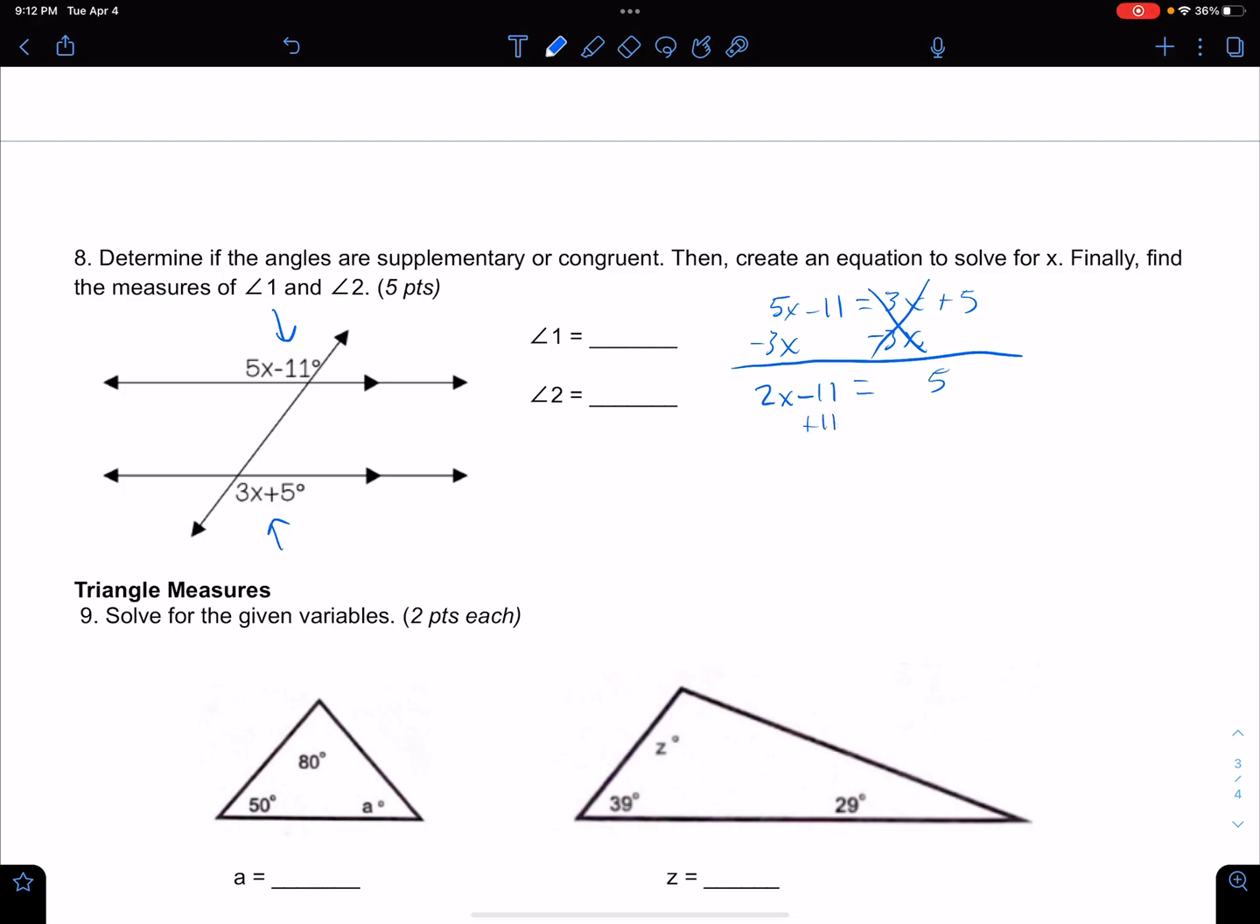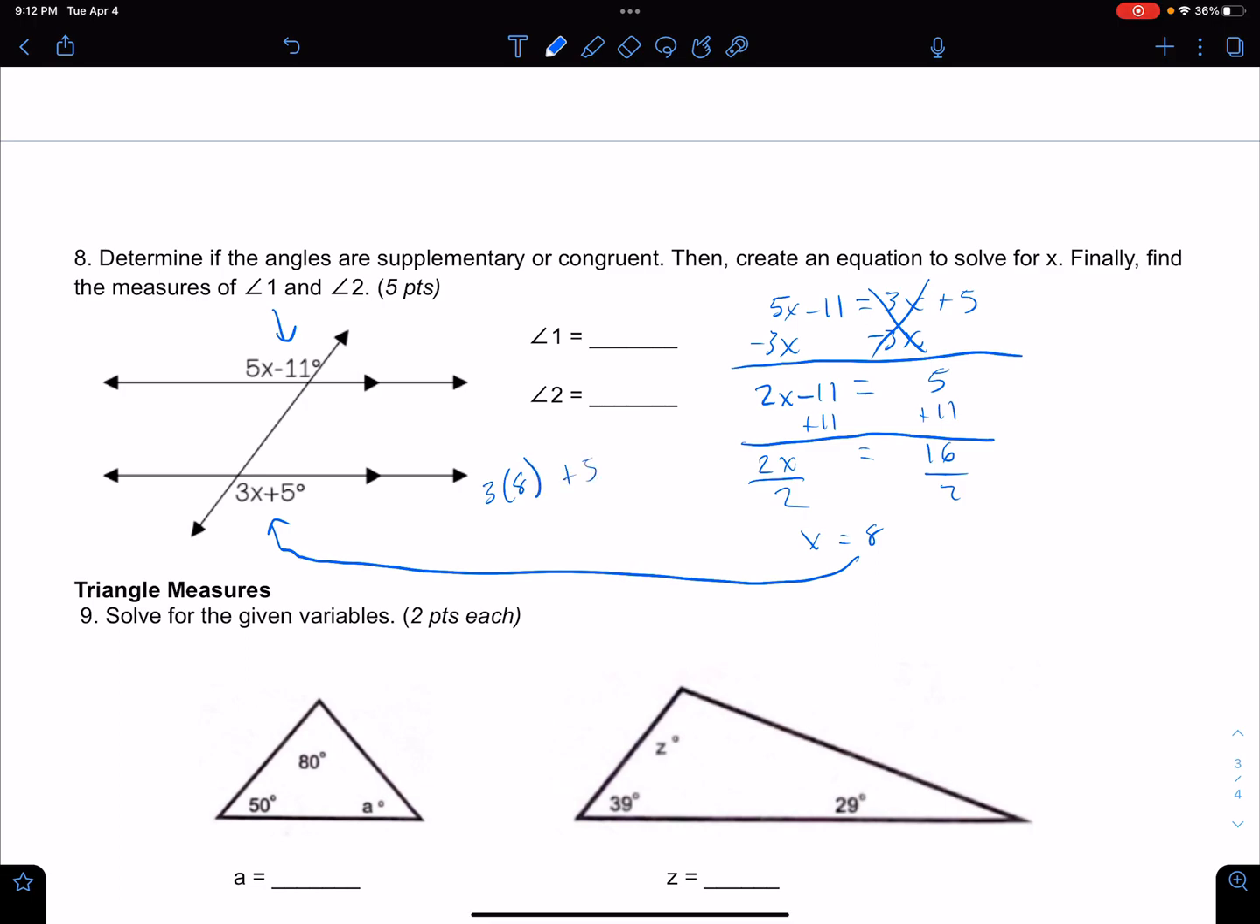I then add 11 to both sides. So 2x equals 16. Then I divide both sides by 2. So x equals 8. Okay, so to figure out what the angles equal, I plug 8 back into the x. So 3 times 8 plus 5. 3 times 8 is 24. 24 plus 5 is 29. So if angle 1 is 29 degrees, angle 2 is also 29 degrees.